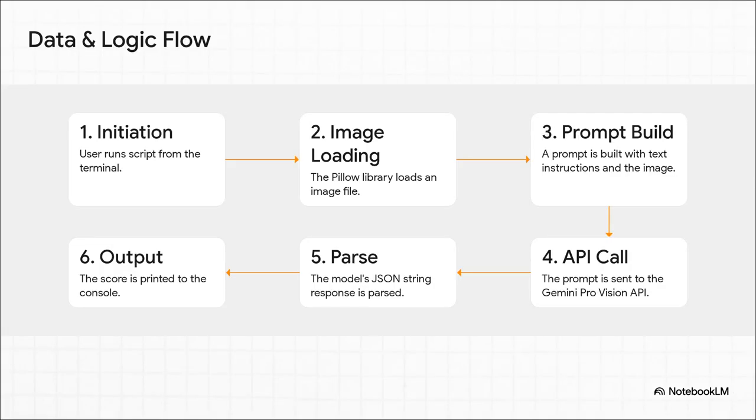And the data flow itself is beautifully straightforward. It all kicks off when you run the script. A library called Pillow loads up an image. That image then gets combined with your text rules to build a special kind of prompt. That whole package gets sent to the AI, which sends back a nice structured JSON response. The script just grabs that response, pulls out the data, and boom, you've got your score.